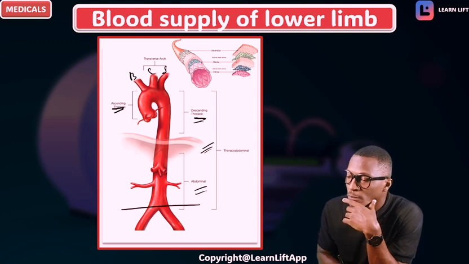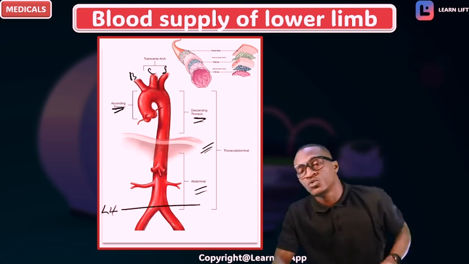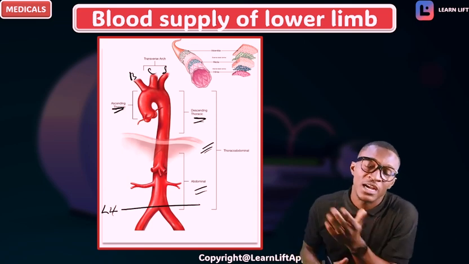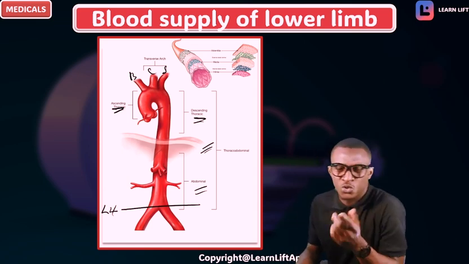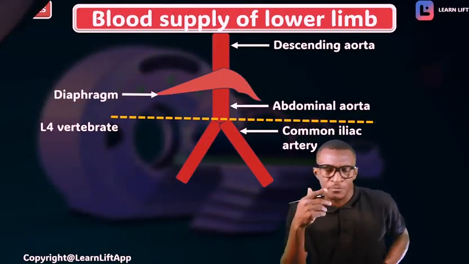And at the level of lumbar 4, you can see it's bifurcating into 2 to give rise to the right subclavian artery and the left subclavian artery. Do you understand? Now let's continue our journey down.